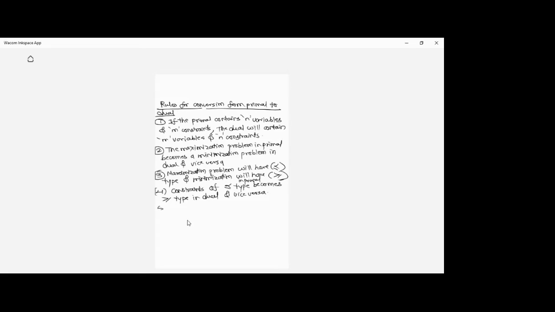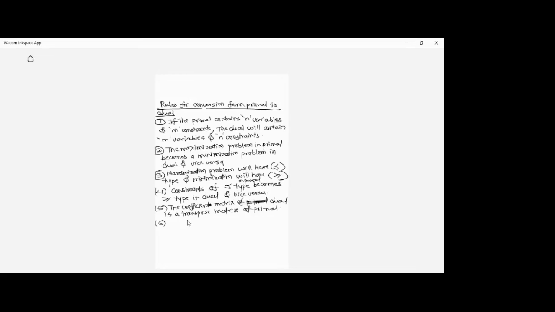Right? Now very, very important. The coefficient matrix of primal, or you can say the coefficient matrix of dual, is a transpose matrix of your primal. This is very, very important. 6.